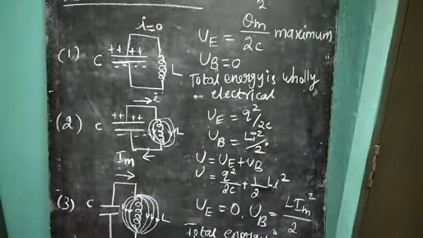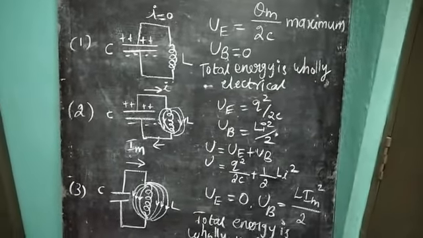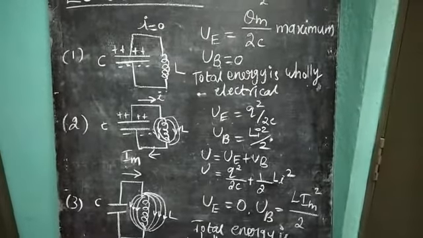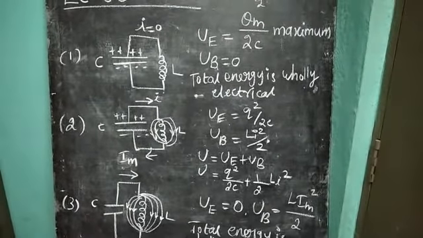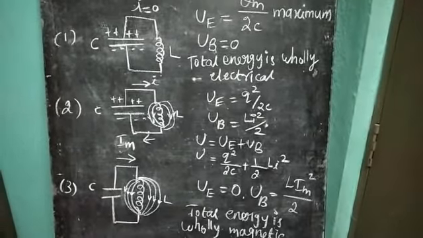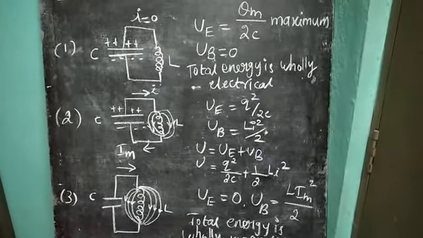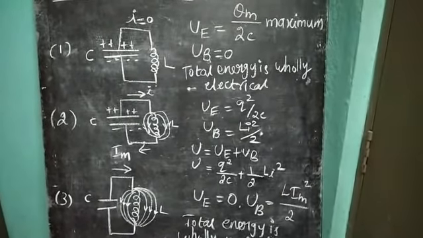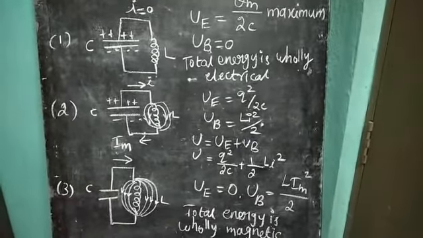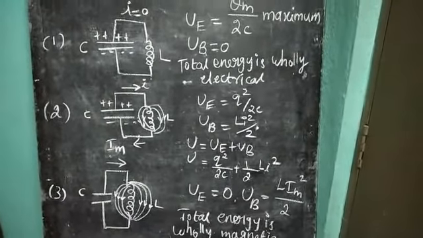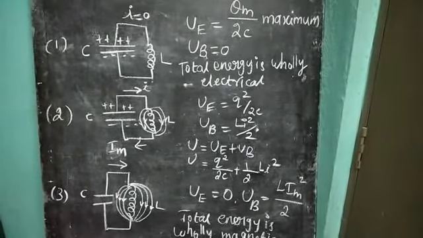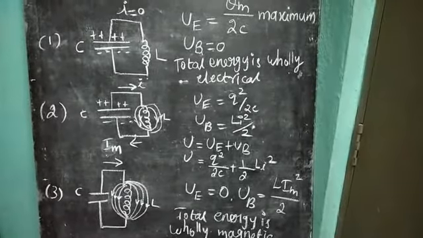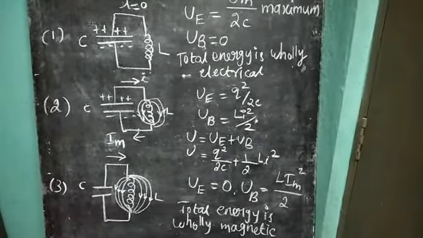Case 3, the capacitor is fully discharged, that is no charge in the capacitor. So the current flowing through the inductor is maximum, that is Im. Im stands for maximum current flowing through the inductor. So the magnetic field around the inductor is maximum. So here electric field is 0, magnetic field is maximum, that is UB equal to L Im square by 2. So here total energy is wholly magnetic energy.